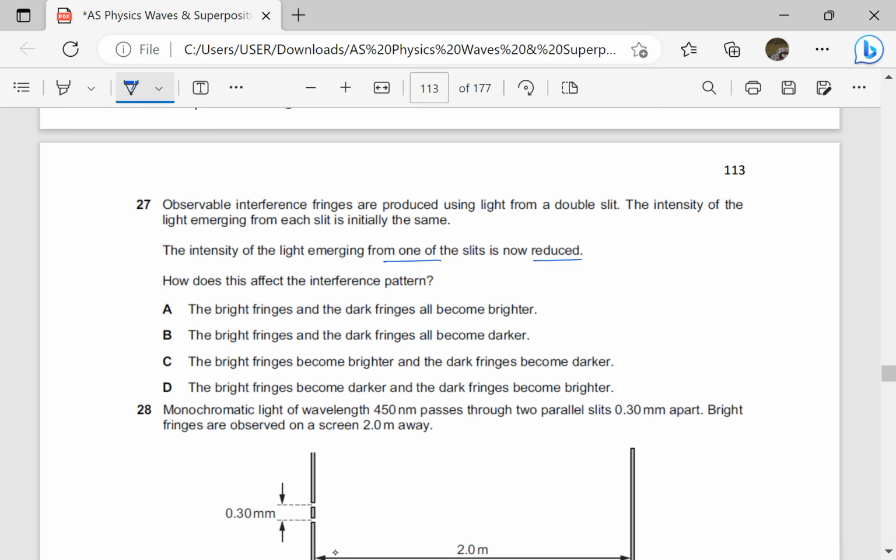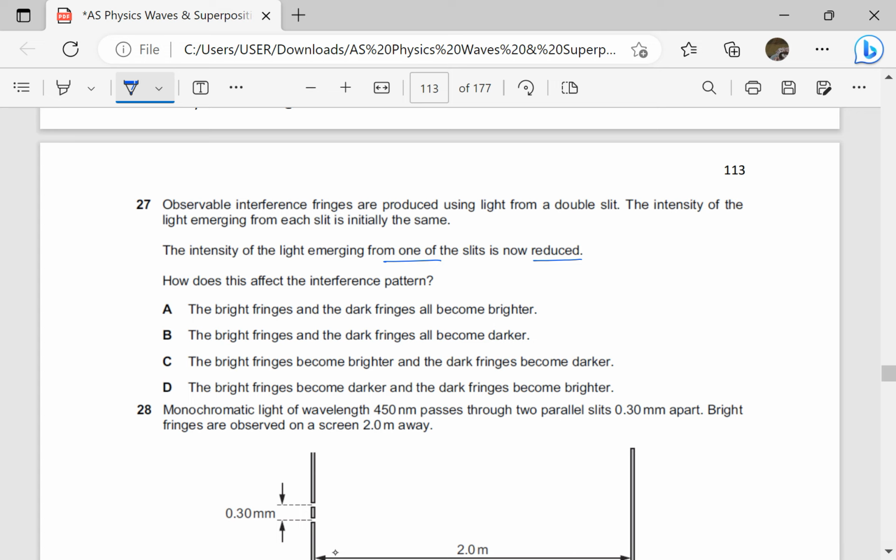We have already seen that if the intensity in one of the slits is reduced, the brighter fringes become less bright. But because for the darker fringes there is no more destructive interference, the darker fringes will become brighter, or less dark. They will no longer be as dark as they were before because total cancellation has stopped or has reduced. So bright fringes and dark fringes all become brighter.